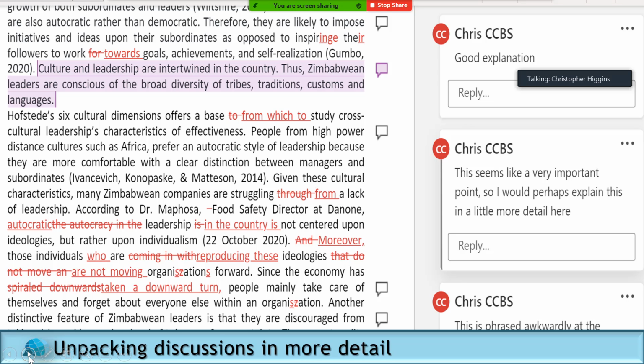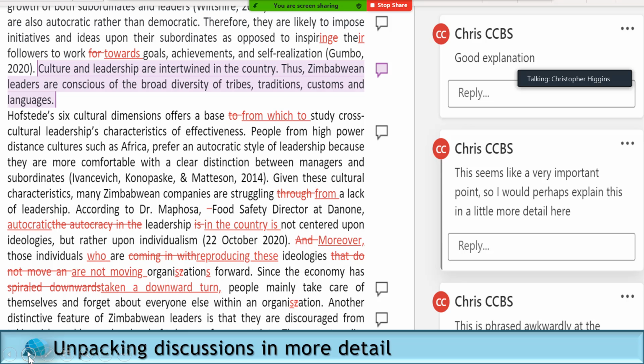Here's an example of where I think things are just not explained in enough detail, and interesting points are just left cut off before people move on to talk about other things. So this is an example from Team Zimbabwe, and they say culture and leadership are intertwined in the country. Thus, Zimbabwean leaders are conscious of the broad diversity of tribes, traditions, customs, and languages. First thing I read when I see that sentence, I go, yeah, great, tell me about it and show me some examples. But they don't. They move on to talk about something else.